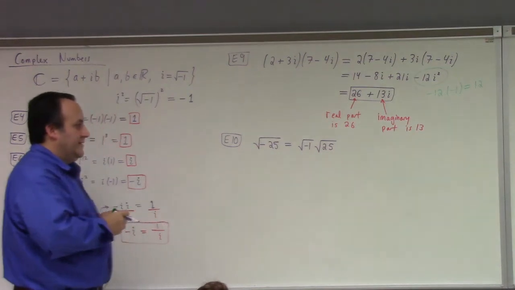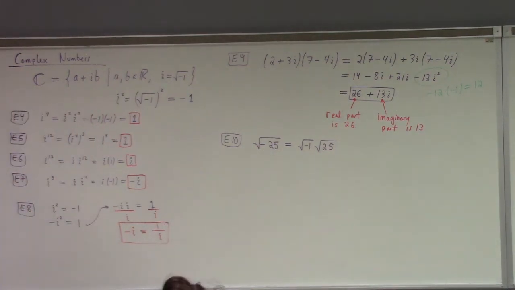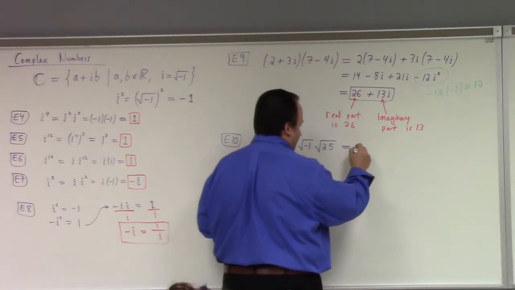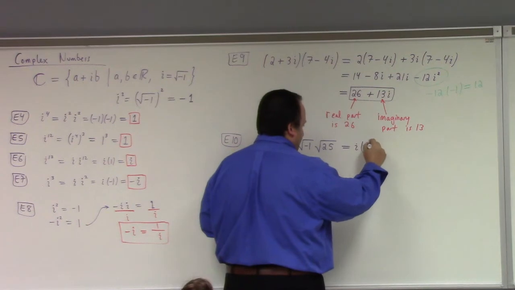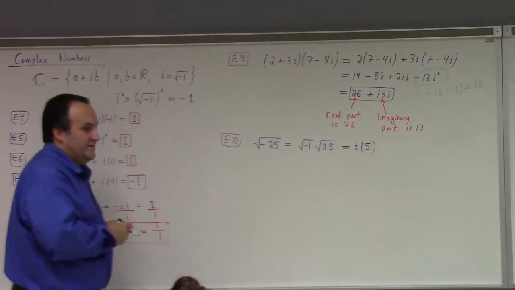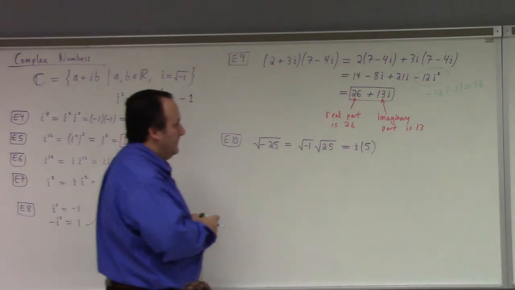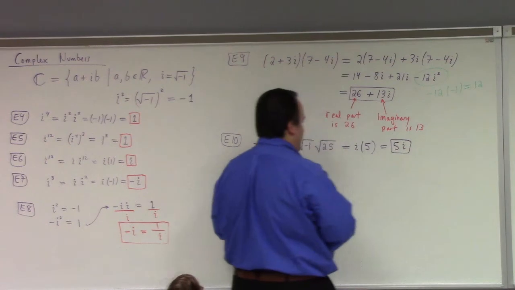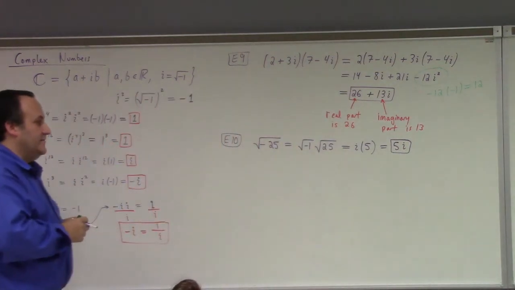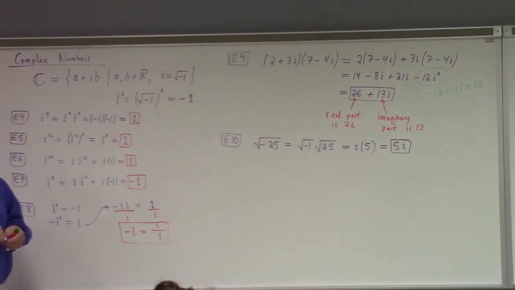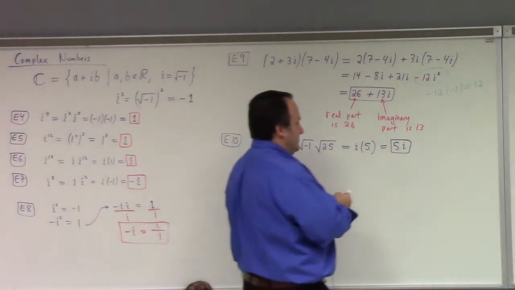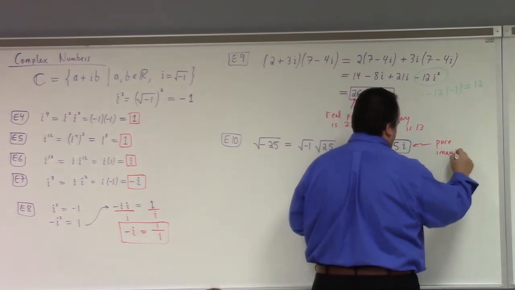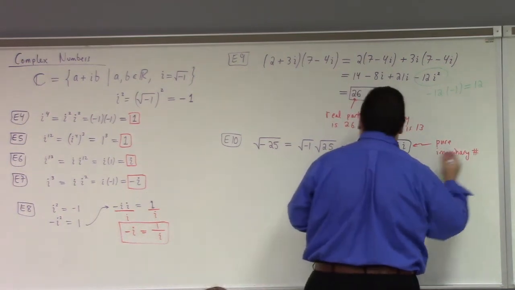But what is the square root of minus 1? It's what we call i, right? And the square root of 25 is what? The square root of 25 is 5, right? So the square root of minus 25 we could just write as 5i. And that's it. Now, this number is called a pure imaginary number because it's just got the imaginary part. Pure imaginary number. All right.